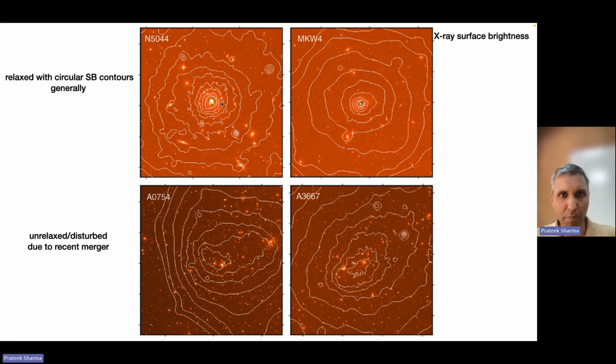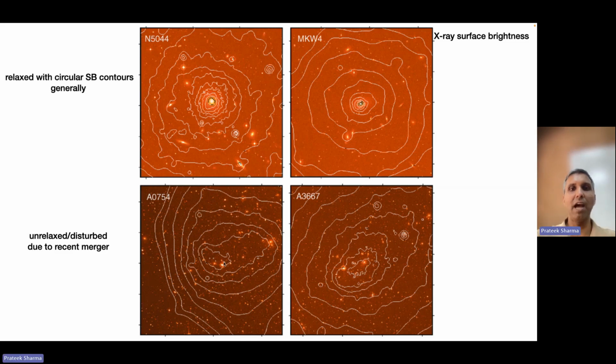Now, the difference between the top and bottom surface brightness contours is that the top contours are almost spherical, circular, right? That means these are relaxed clusters. They are not undergoing mergers or some very strong dynamical interaction. Whereas on the bottom here is actually the optical image. That's why you can actually see these galaxies and stars. Right? The contours are surface brightness contours.